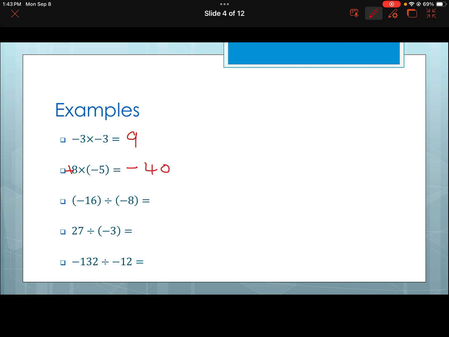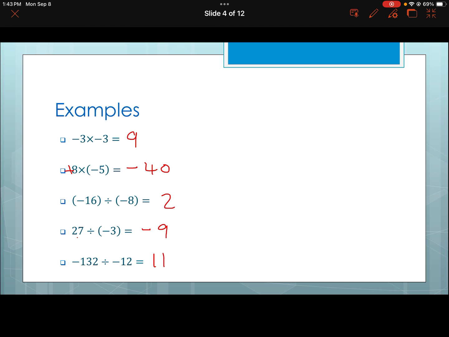For -16 divided by -8, they both have the same sign, so my answer is going to be positive, and then 16 divided by 8 is 2. 27 divided by -3, they're different signs, so it's going to be a minus, and then 27 divided by 3 is 9. And then negative blah, blah, blah divided by negative blah, blah, blah, they have the same sign, so my answer is going to be positive. And then 132 divided by 12 is 11. Okay, so those are the examples.